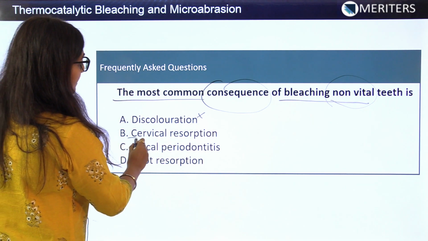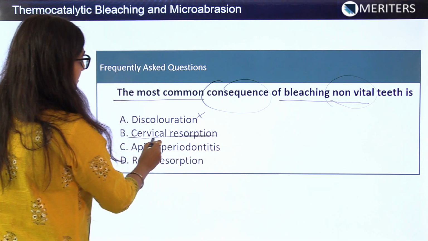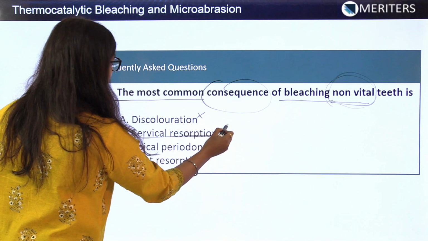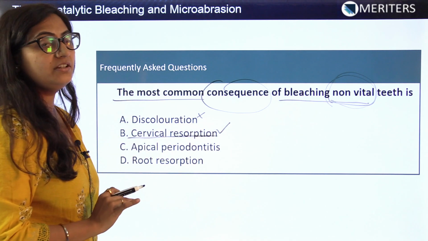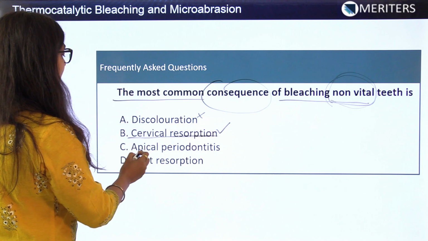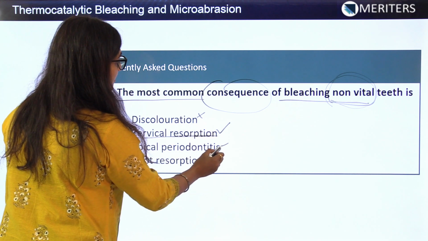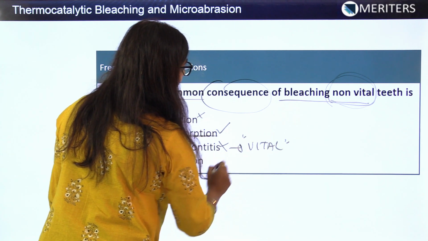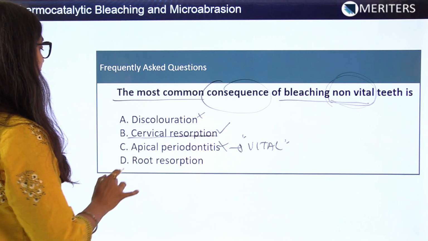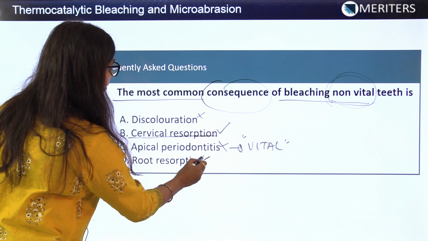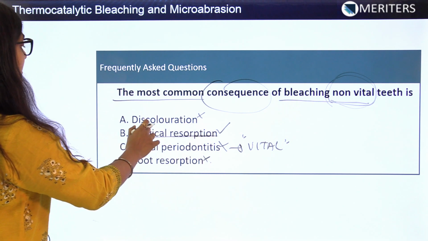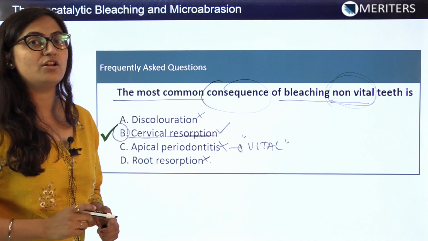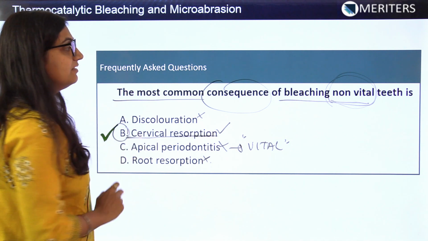Then second is cervical resorption. Because it is asked about non-vital teeth, this could be the answer, because cervical resorption is most common in non-vital teeth bleaching. The third is apical periodontitis. This is wrong because this is seen in vital teeth. This is a consequence of vital teeth bleaching. And root resorption is a vague terminology, so this cannot be the answer. We have the answer, which is cervical resorption. So the most common consequence of bleaching a non-vital tooth is cervical resorption.